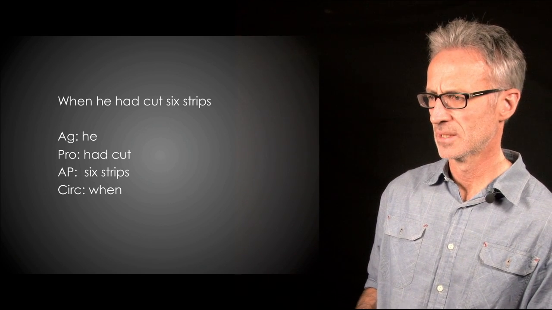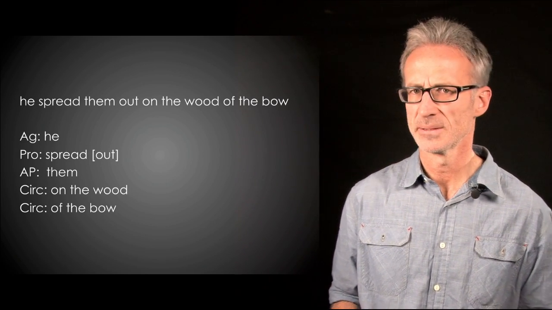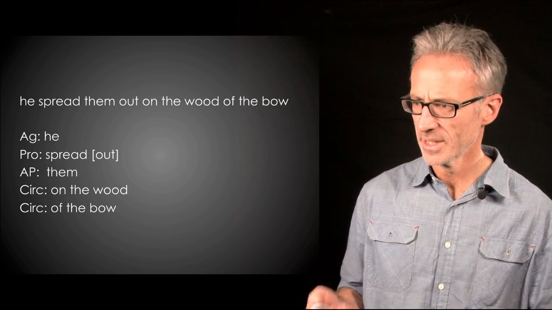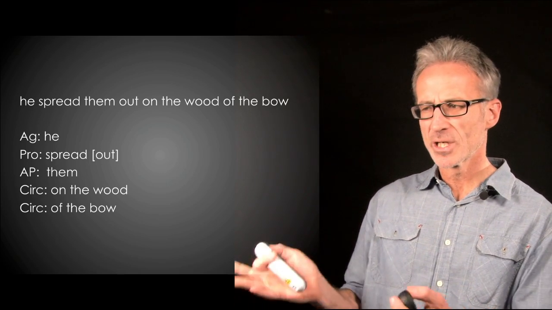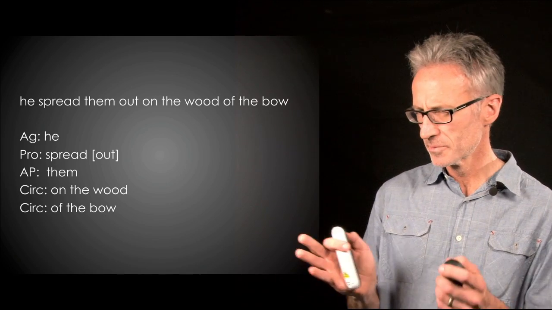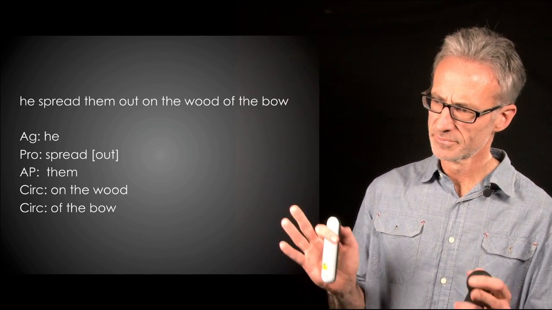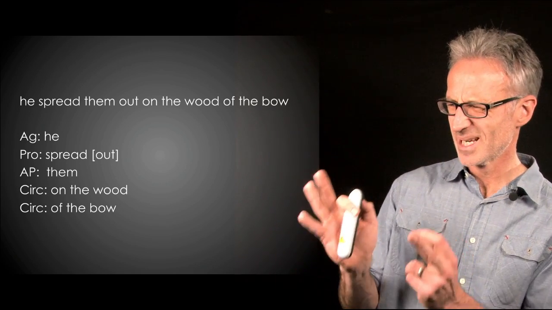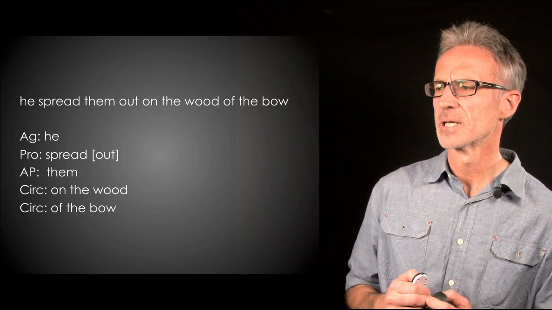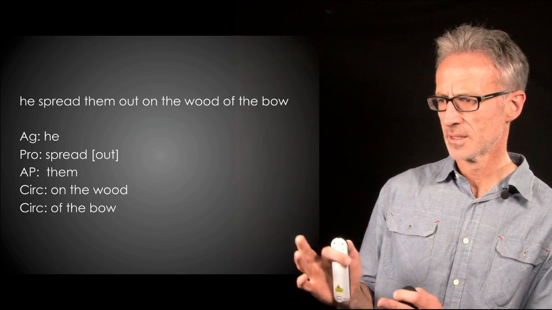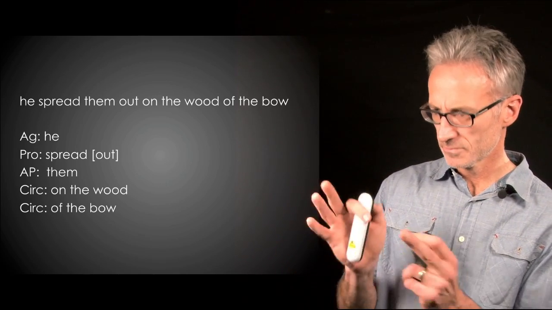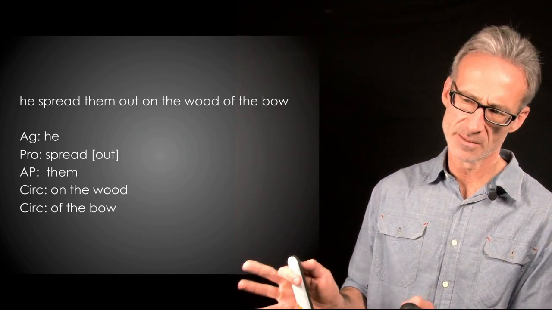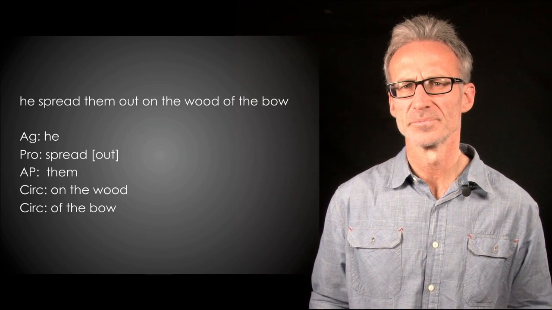Let's have a look at another example. Okay, so he spread them out on the wood of the bow. Agent there, he, spread out. I've got it out there as part of the process. Again, there's room for little differences of opinion here, which I'll take into account when I mark your assignments. But I'm pretty sure I'm right about that as well. Spread out as part of the process. Some people might include that in the circumstance. No big deal though. So he spread out. What did he spread out? He spread out them. Where did he spread it out? On the wood of the bow. Okay, whether that's one or two circumstances, it doesn't matter too much. I've got them there as two.